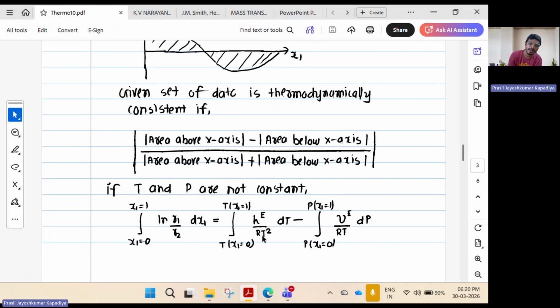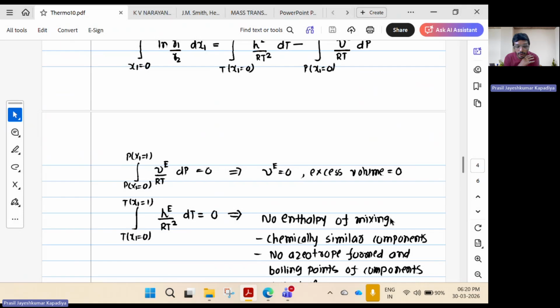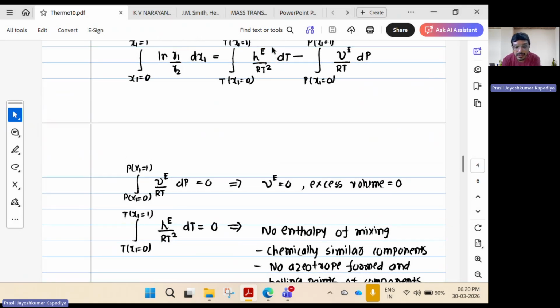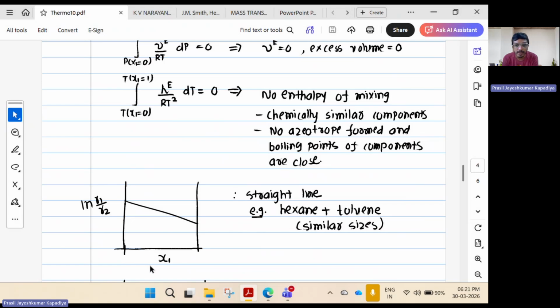is equal to the integral of H^E by RT squared dT minus the integral of V^E by RT dP. So at x1 equal to 0, what is the temperature? And at x1 equal to 1, what is the temperature? Similarly, when x1 is equal to 0, what is the pressure? And at x1 equal to 1, what is the pressure? That will be our lower and upper limit. If the V^E dP term is equal to 0, then the excess volume is equal to 0. If this H^E by RT squared dT term is equal to 0, then we say there is no enthalpy of mixing. So when does this happen?